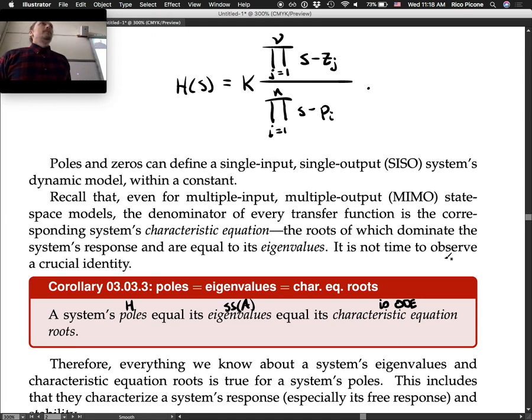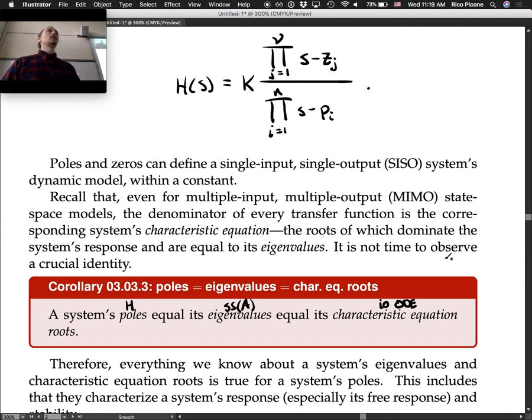So those poles, those eigenvalues, those roots of the characteristic equation dominate the response, and they're all equivalent. So if you are in one representation and you find the eigenvalues, say you're in state space representation, you find the eigenvalues, you know, oh, those are the same as the roots of the characteristic equation in the differential equation representation.